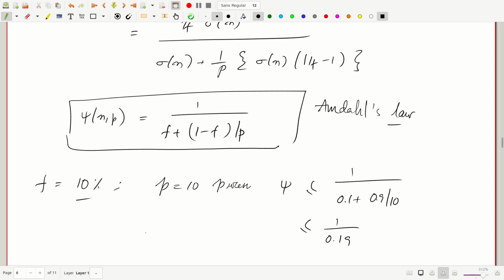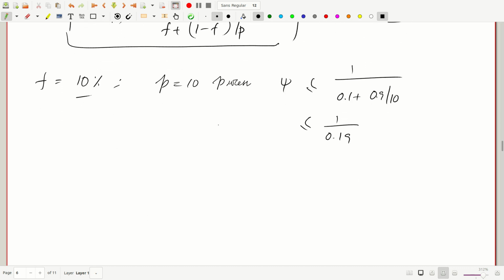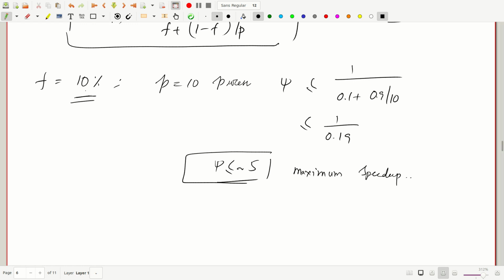So that means the maximum speedup you could get, psi, would be less than or equal to 1 by 0.19, which comes out to be approximately 5. Okay, all right, so that we could calculate. So essentially, if you use 10 processes, this is the maximum speedup that can be achieved using Amdahl's law if 10% is the fraction of the time that needs to be spent in serial. Okay, all right, so far so good.